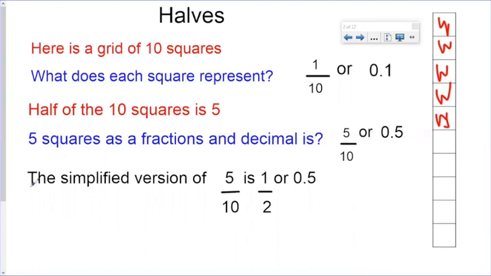And if you have a look down here, you've done simplified fractions very recently. The simplified version of 5/10 we know is a half. Look, half of the whole shape is coloured in. So 5/10 simplified is 1/2, and how we write 1/2 as a decimal is 0.5.